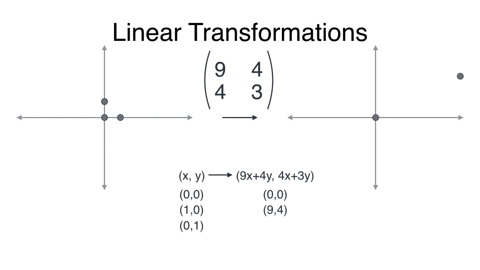Next point would be 0, 1, which is over here. And you can do the math. That goes to 4, 3. So it goes over here. The next point is minus 1, 0, which is here. And it goes to minus 9, minus 4, which is over here. And finally, the point 0, minus 1, which is over here, goes to the point minus 4, minus 3, which is here. And hopefully you can see a pattern here, right?